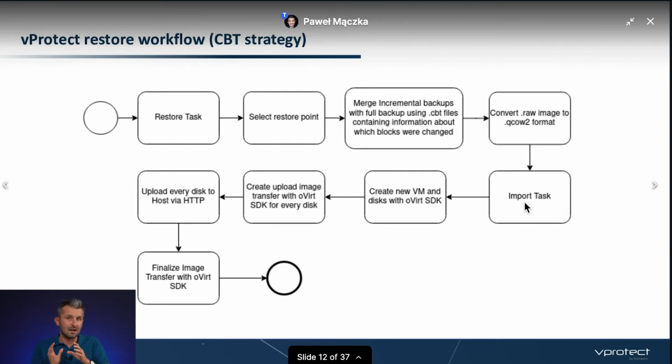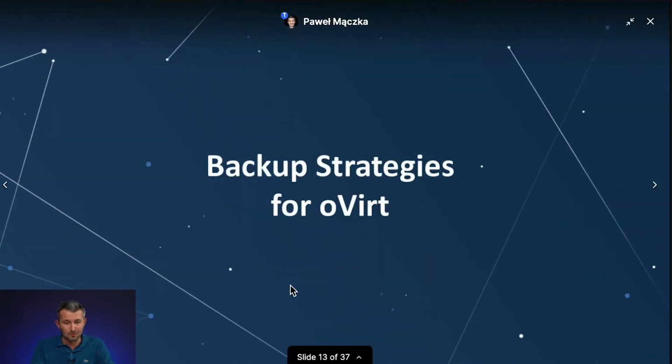So we send the data from the node to the specific host that is applying the data restoration. Then we create the VM disk by the oVirt SDK. Then we upload the image using the image IO, finalize the transfer, and we are ready to start our VMs. If we're doing the restoration on demand or with recovery plans, you will see both scenarios.